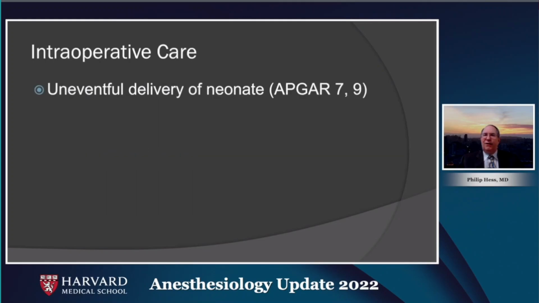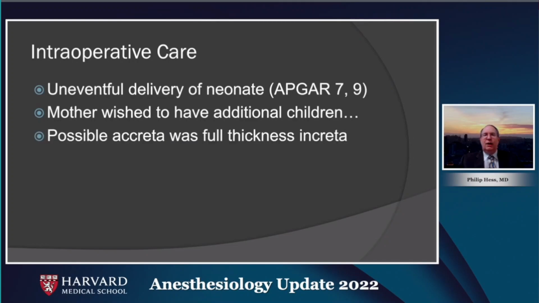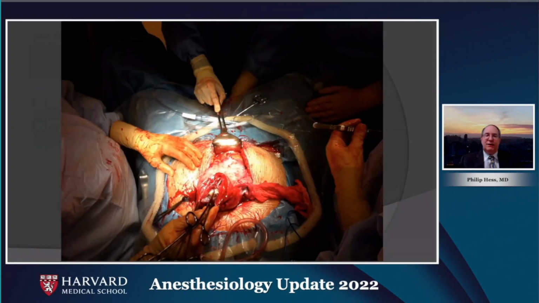Intraoperative course was uneventful up until delivery of the neonate. Baby did well. Mother did wish to have additional children, and so the obstetrician looked carefully at the placenta and discovered that it was not a possible accreta, but a full thickness increta, meaning the placenta had invaded and grown deep into the muscle of the wall. You can see that image here with the placenta identified there, and this entire part of the uterus is basically placental growth, and the rest of the uterus is lying down there.